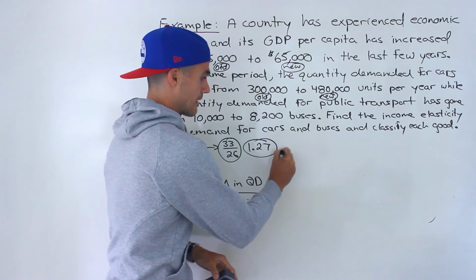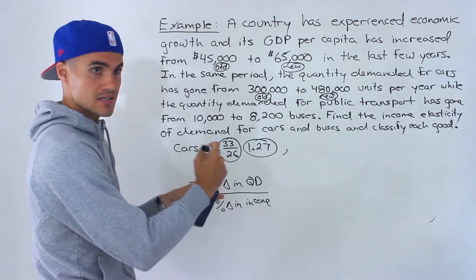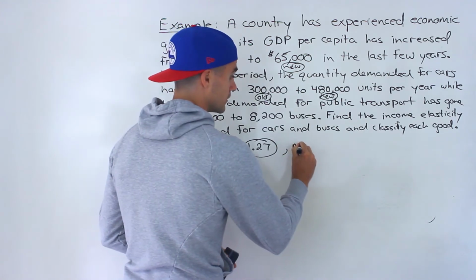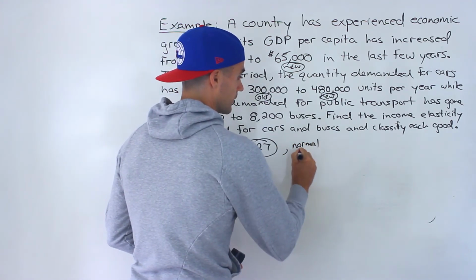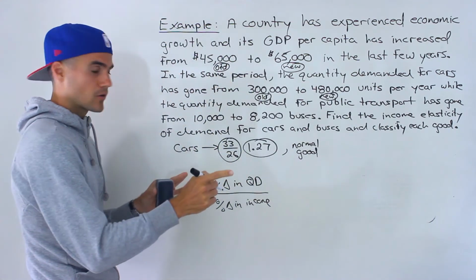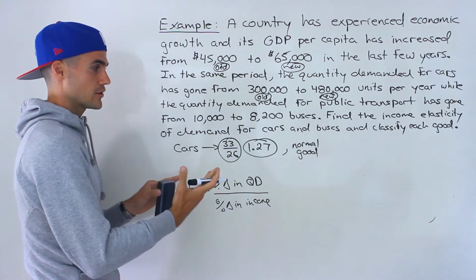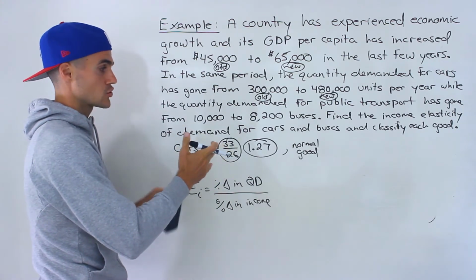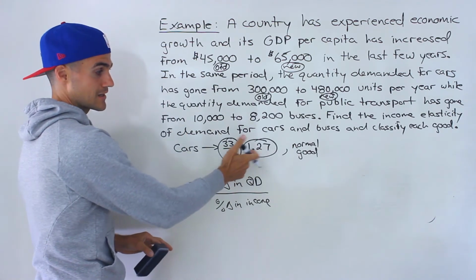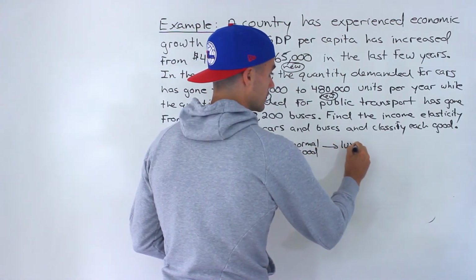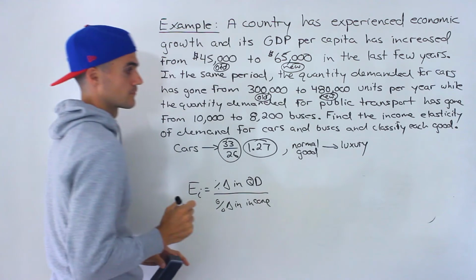Well, notice that because that income elasticity of demand is positive, it is a normal good. And then there's also those subcategories we went over, necessity versus luxury. Necessity being between 0 and 1, and then a luxury being greater than 1. And notice that because it's greater than 1, the subcategory could be that it's a luxury.